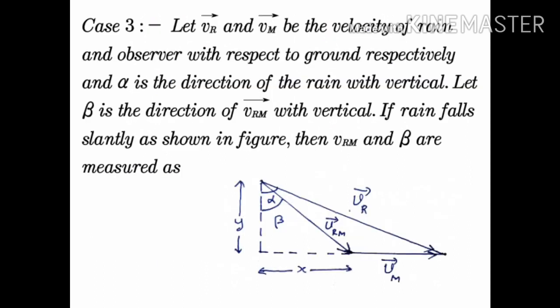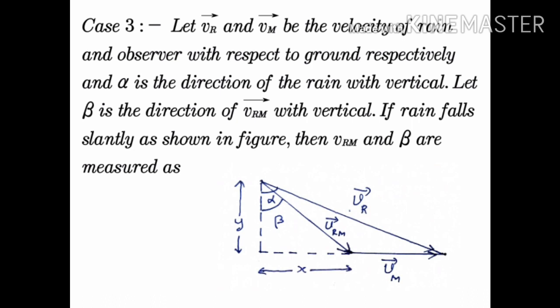In this case 3, again VR bar and VM bar are taken as velocity of rain and observer with respect to ground, alpha is the direction of the rain with vertical, and beta is the direction of VRM bar with vertical. In this case also, the VR bar and VM bar are drawn such that their final points coincide. By joining the initial points of VR bar and VM bar, we can get VRM bar.